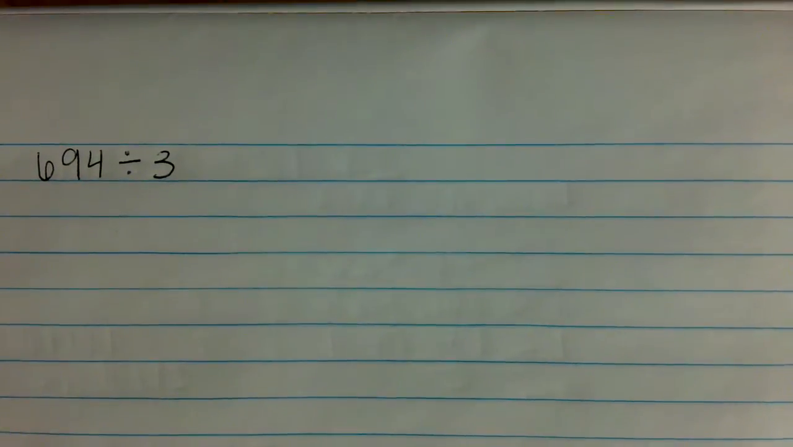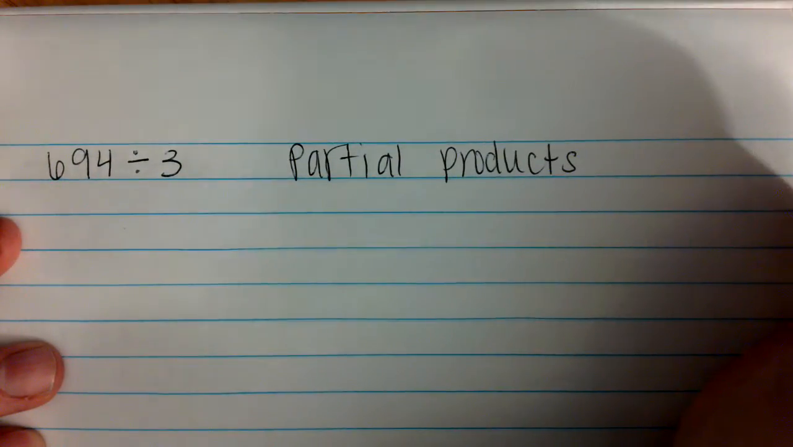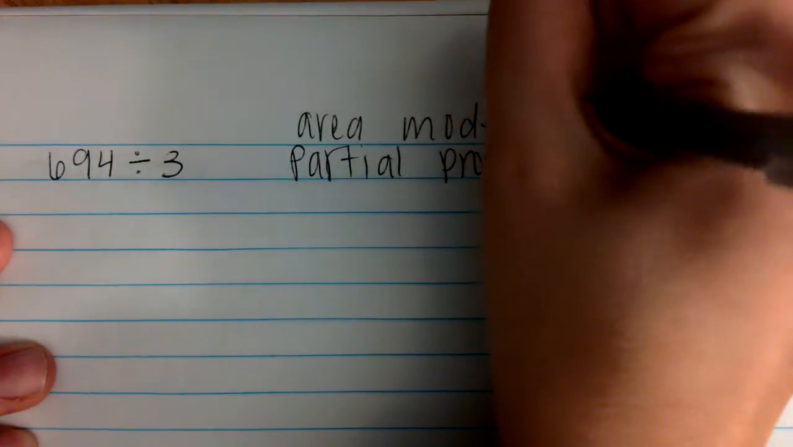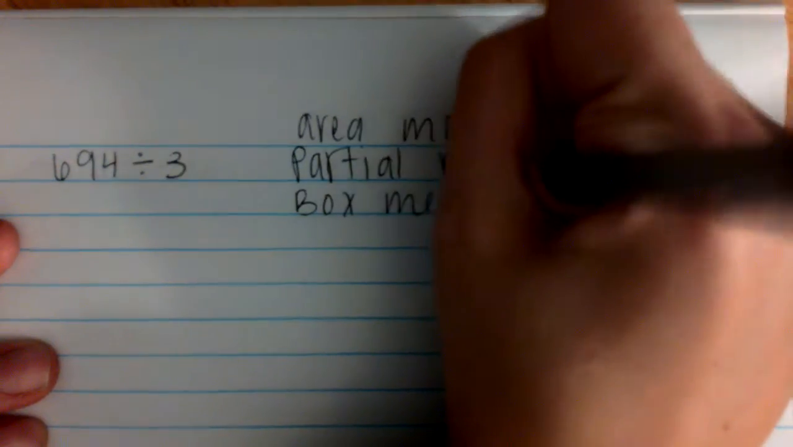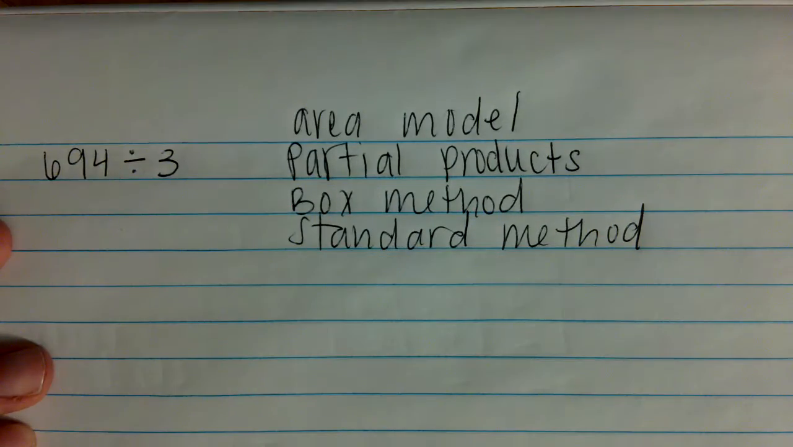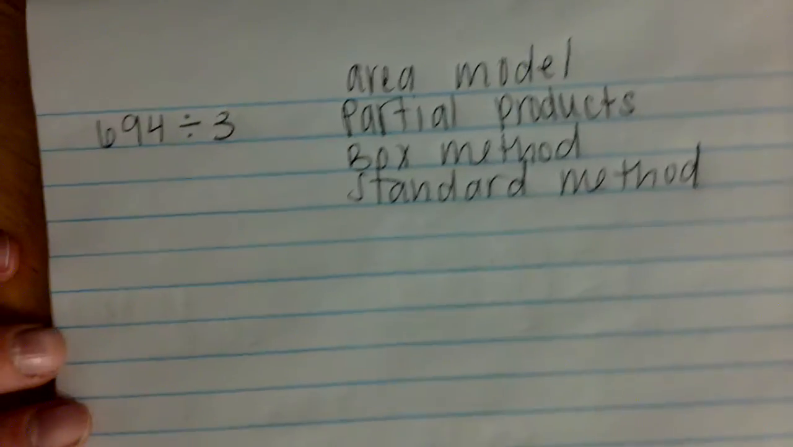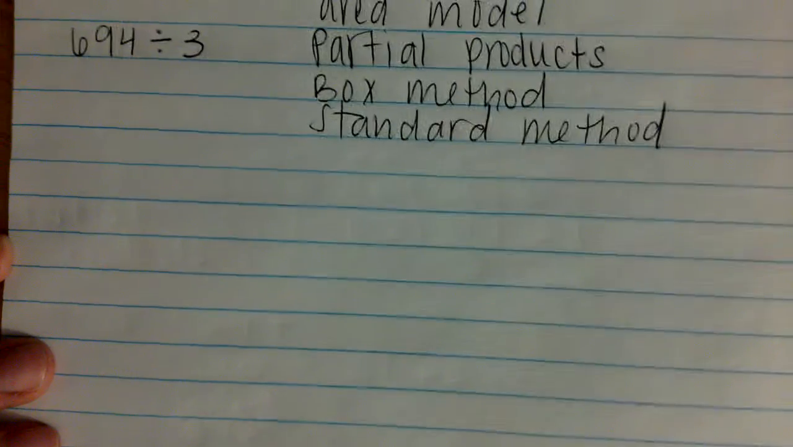So there is the partial products method. Okay. There's the area model. So, area model, partial products, box method, and standard method. So, we're going to do all four of those different ways. So, our problem is 694 divided by 3.